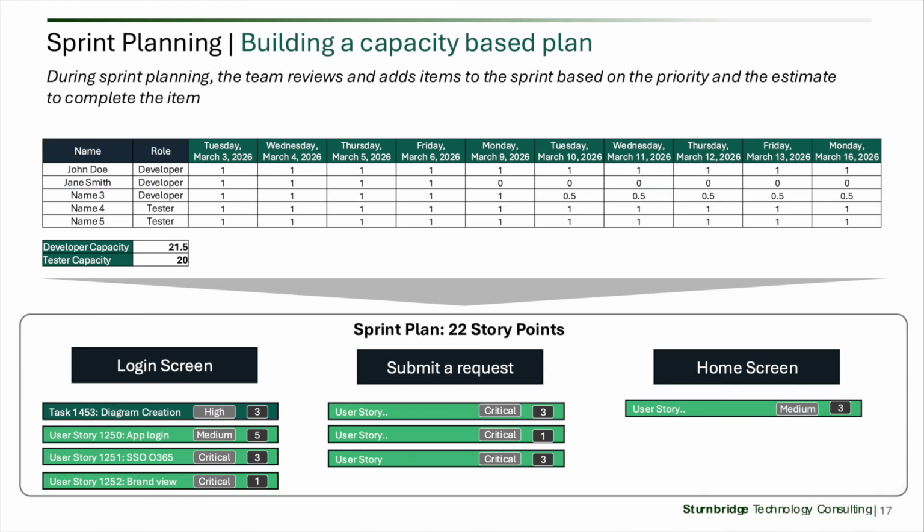During sprint planning, the team reviews prioritized backlog items and selects work that fits within available capacity. Estimates help the team compare work size to available effort. Priority helps the team decide what should come first. Readiness helps the team avoid pulling in unclear items. Together, these elements support a more achievable sprint plan.